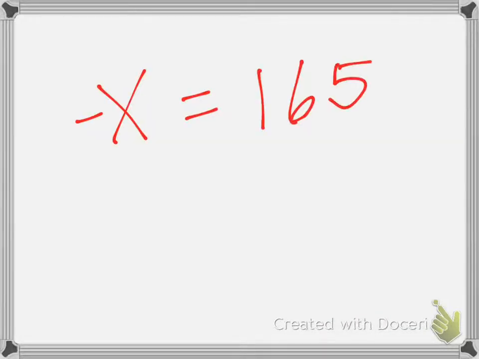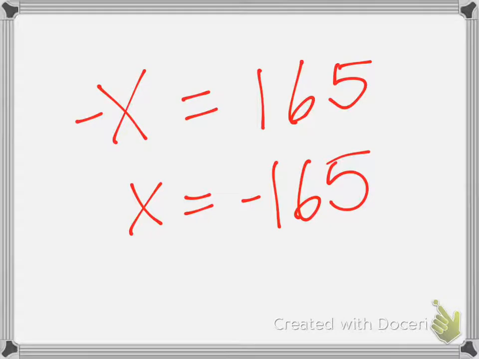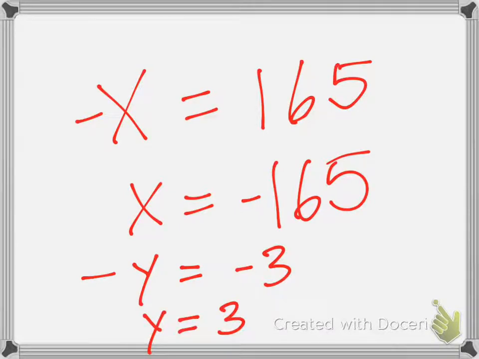Here's actually a fun fact with this. If I have negative x equals 165, that's the same as x equals negative 165. If I have negative y equals negative 3, that's the same as y equals 3. If you don't believe me, plug in the numbers and try.